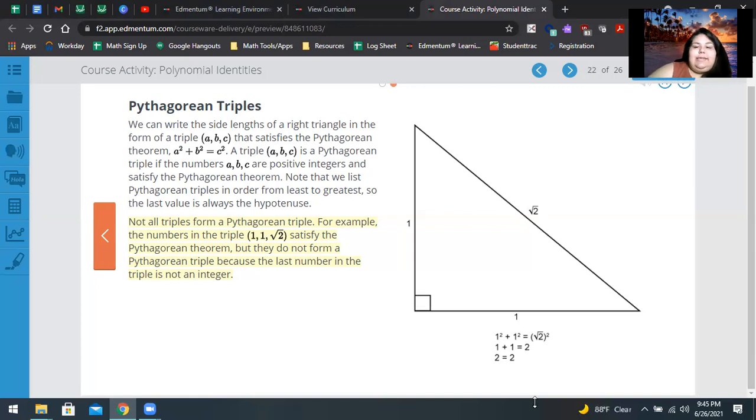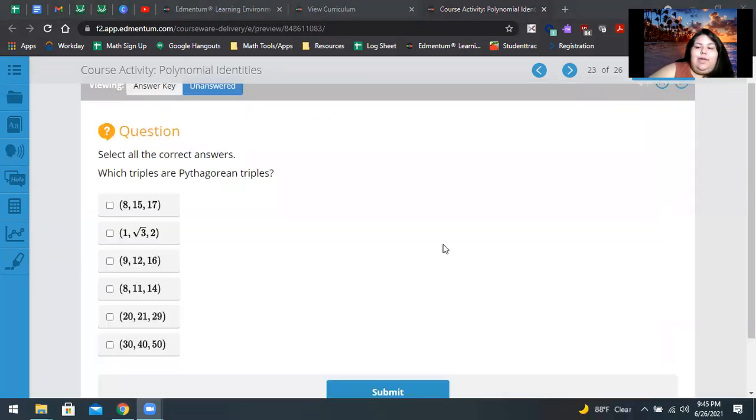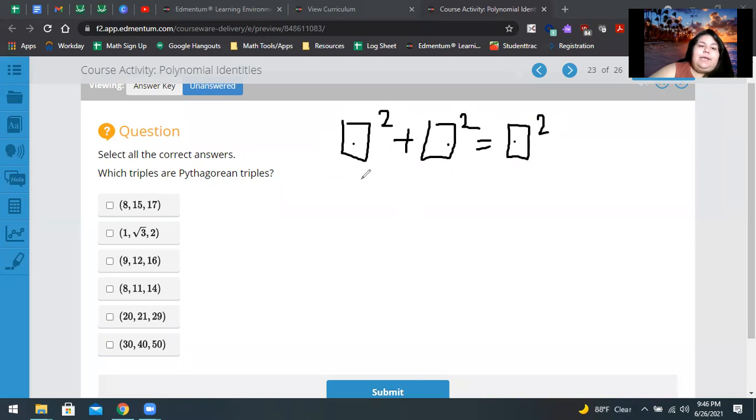So let's go ahead and take a look at slide 23, where you're going to determine those Pythagorean triples for me. There is a list. You're going to check off the ones that are considered Pythagorean triples. Again, you're going to fill it into the form a squared plus b squared equals c squared, right? You'll fill in your a, your b, your c, and see if it's true on both sides.